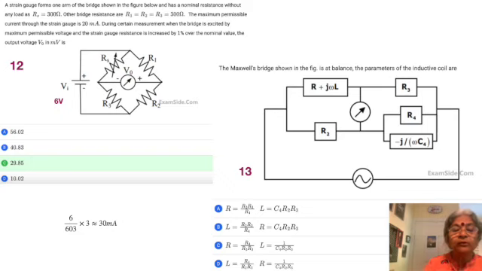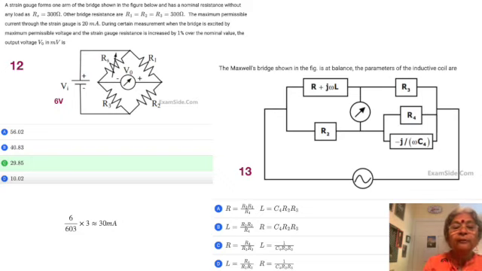The Maxwell's bridge shown in the figure is at balance, powered by an AC source. The parameters of the inductive coil are, as was mentioned before, you can calculate R as equal to R2 R3 divided by R4. Very simple. Of the 4 answers and the subsections of the answers, there's only one answer which corresponds, so you can choose it directly.